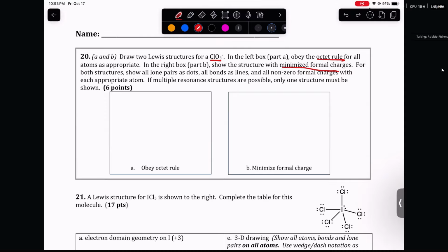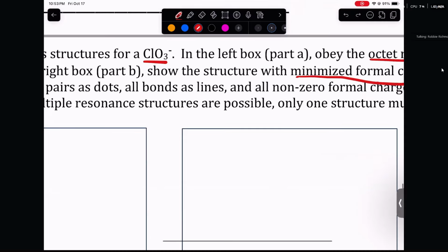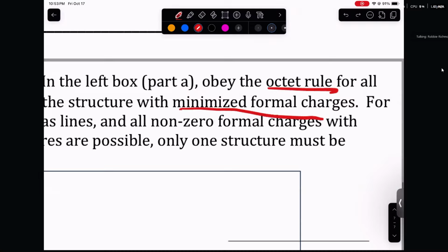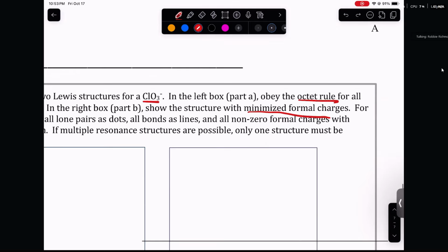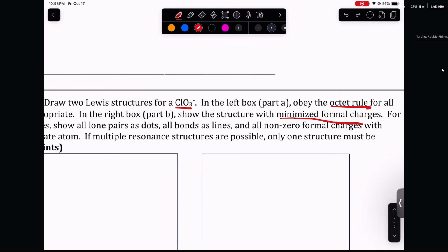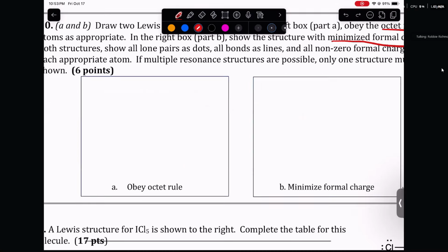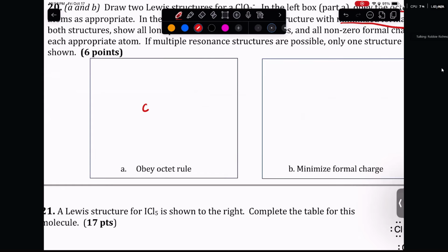Alrighty, so remember, part A, we have to obey the octet rule. But part B, we can minimize formal charges, meaning we can expand that octet. So normally, Cl, at the very least, has to be bonded once.